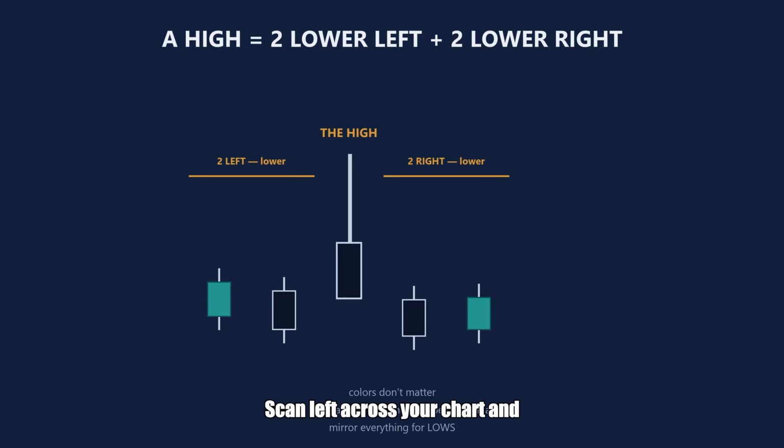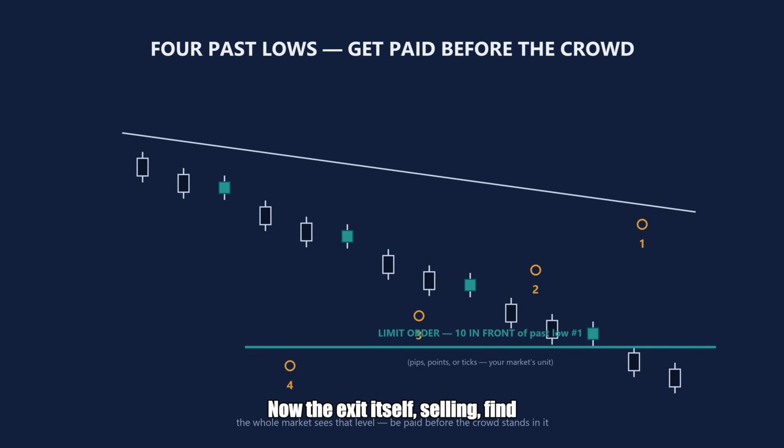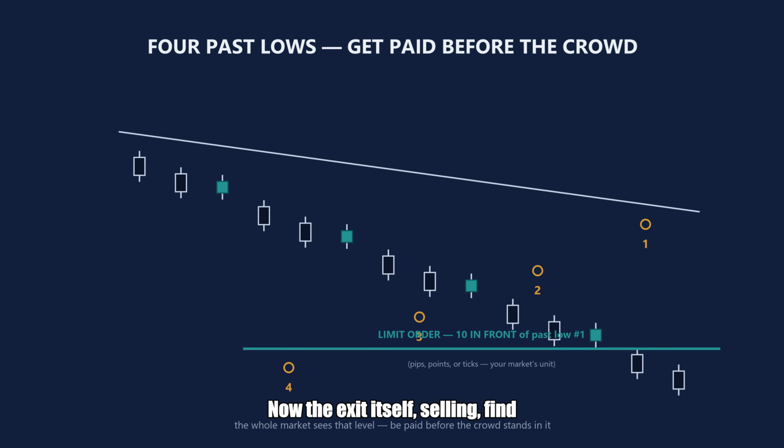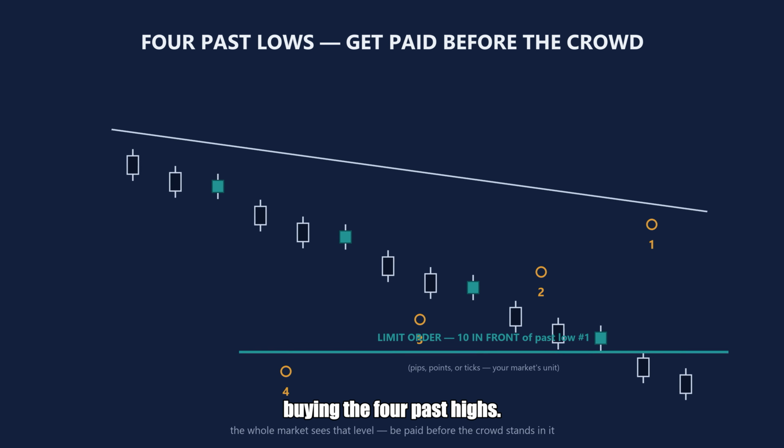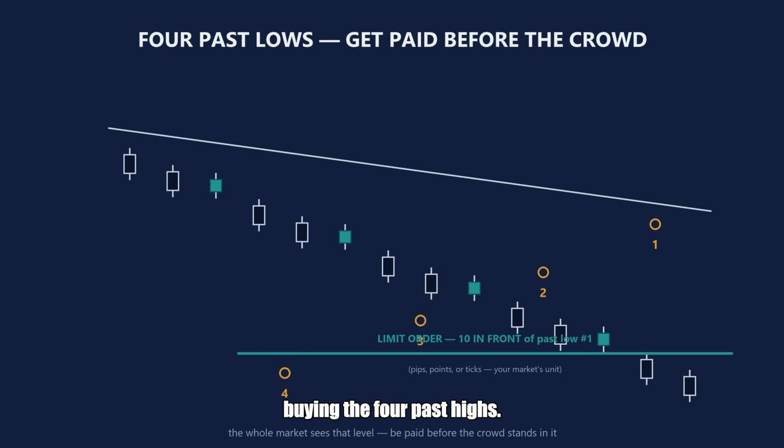Mirror it for lows. Scan left across your chart and mark them. Those wicks are the market's memory. Every past high is where sellers showed up before. Every past low is where buyers defended before. Now the exit itself. Selling? Find the 4 most recent past lows. Buying? The 4 past highs.